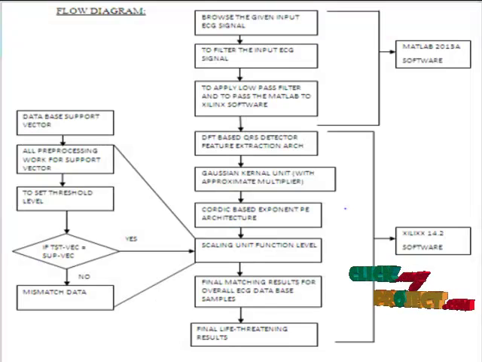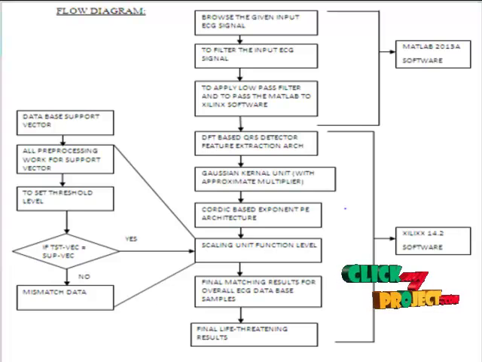Now we are going to discuss our product flow diagram. In our process, we first get the ECG signal from the data set and filter the input ECG signals using MATLAB 2013 software, applying low-pass filters, and then pass to Xilinx. We couldn't get the file directly into Xilinx, so we use MATLAB coding to create the signals and convert them to text.